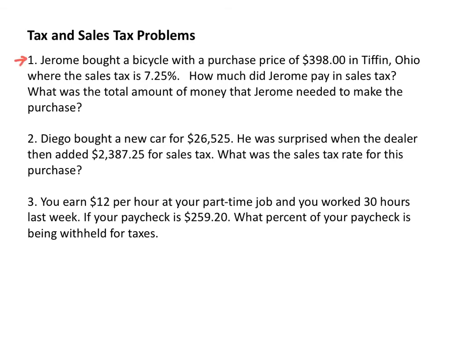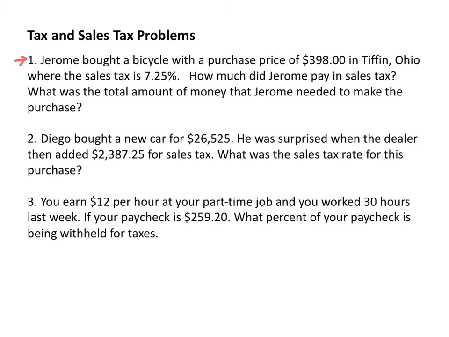Jerome bought a bicycle with a purchase price of $398 in Tiffin, Ohio, where the sales tax is 7.25%. We should write an equation for these also. How much did Jerome pay in sales tax? What was the total amount of money that Jerome needed to make the purchase?